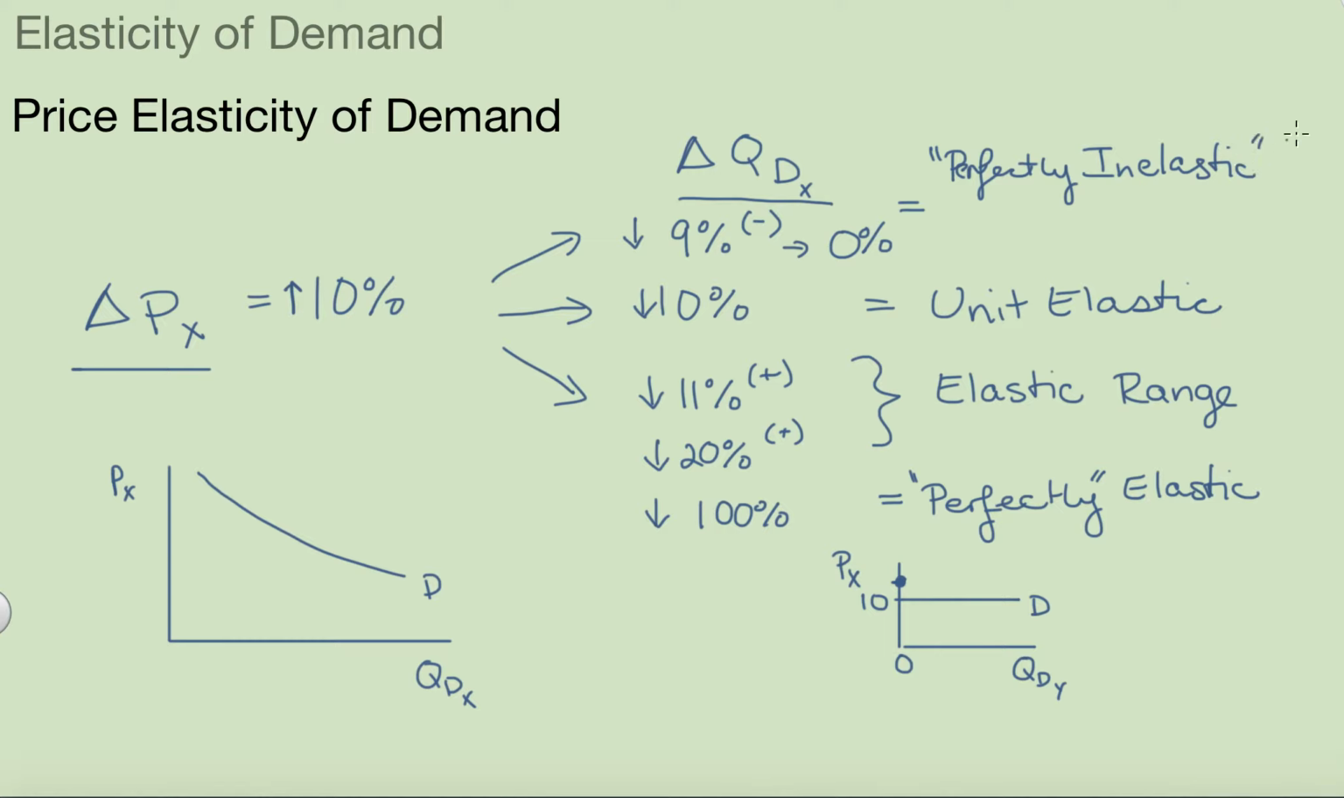Perfectly inelastic. That means that consumers are so insensitive to a change in price that it doesn't matter that the price has increased by 50%, they're still buying the same amount of good or service. And then anything from this 9% to less, anything greater than 0, this is what we call the inelastic range.